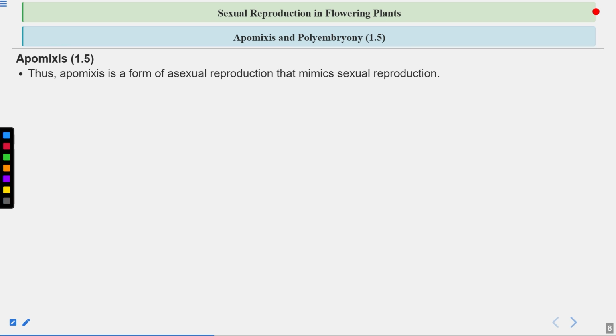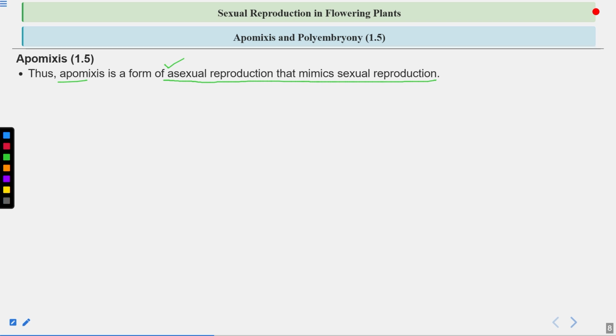So, apomixis is a form of asexual reproduction that mimics sexual reproduction. What does this mean? Apomixis is a type of asexual reproduction because the seeds are formed by the female part only. There is no involvement of the male part, right? So it is asexual reproduction. Okay, only one parent is involved.